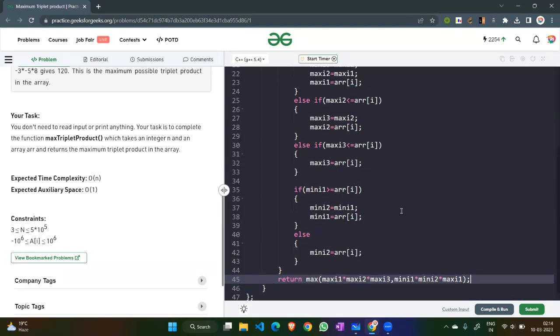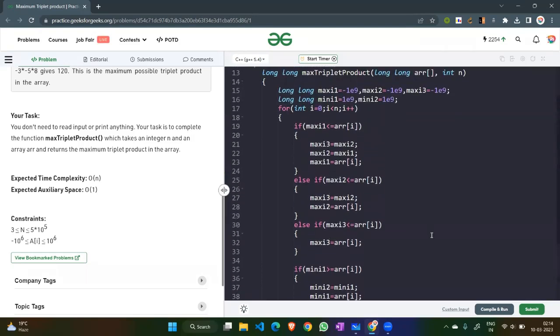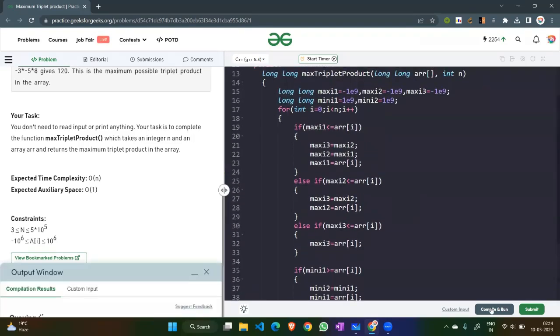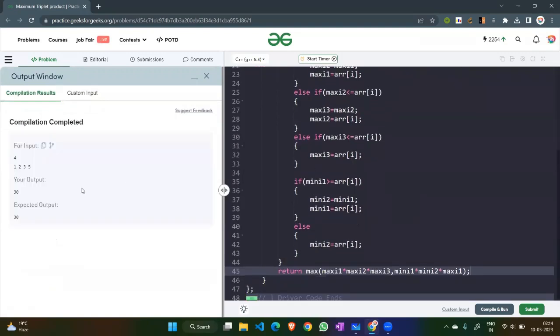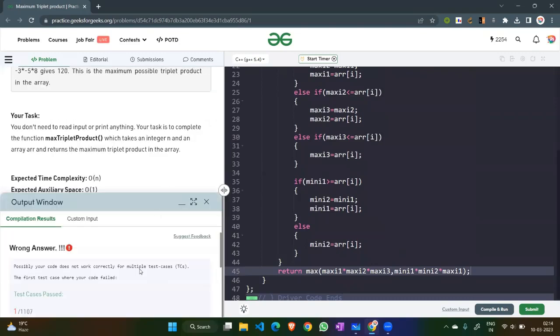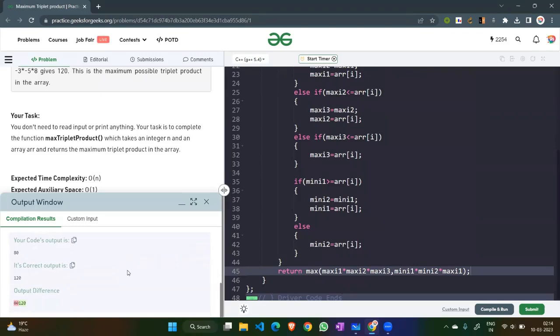So I think the code is fine. Let's compile and run the code. Let's see whether it works fine or not. Yes, so let's try to submit the code.